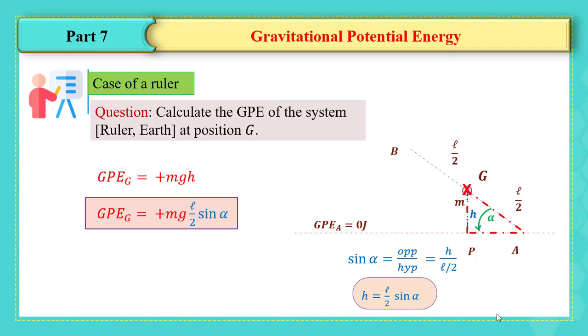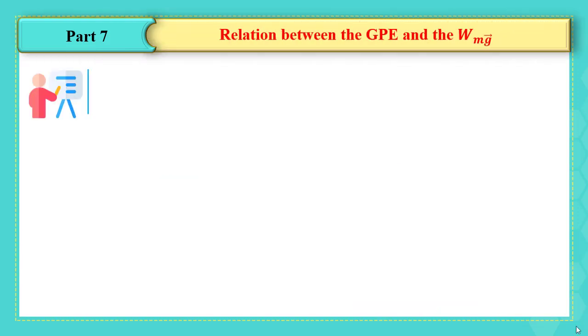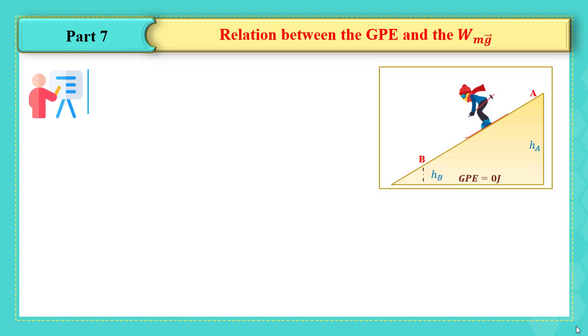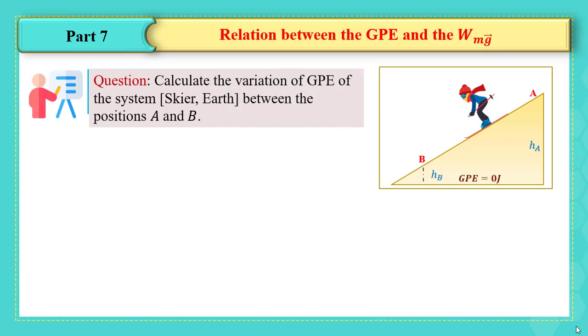The last idea in this video: the relation between the gravitational potential energy and the work done by weight. To establish this relation, we're going to consider this situation. A skier of mass m is at the top of a slope, as shown in the figure. Calculate the variation of GPE of the system, skier, Earth, between the positions A and B.